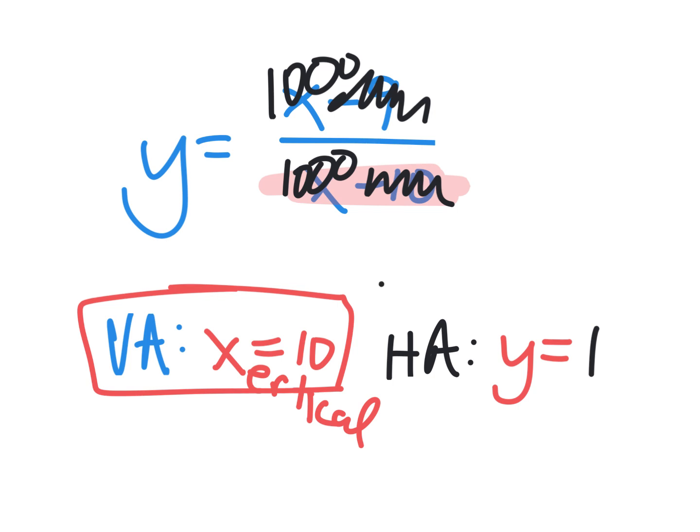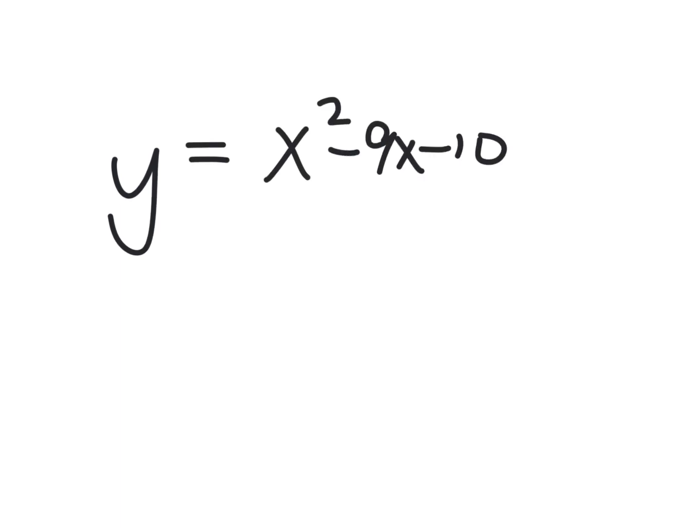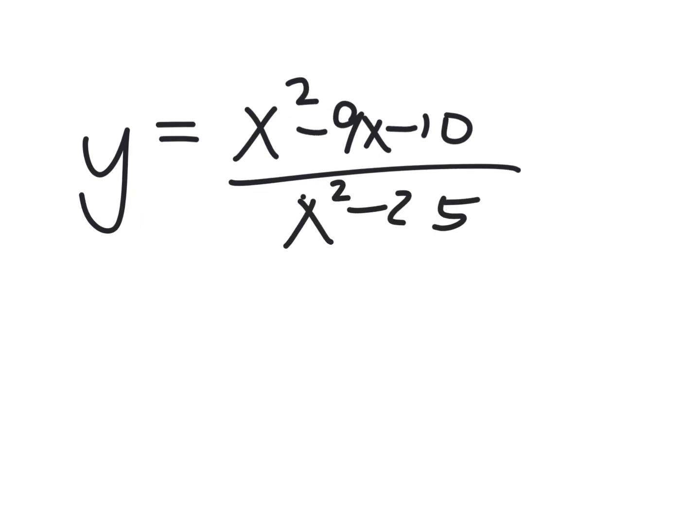All right. So we got verticals and we got horizontals. So could they be more complicated? Of course. Sometimes they're going to be ones you can factor. So let's do one like that. Y equals x squared minus 9x minus 10 over x squared minus 25. That'll factor both on the top and the bottom.